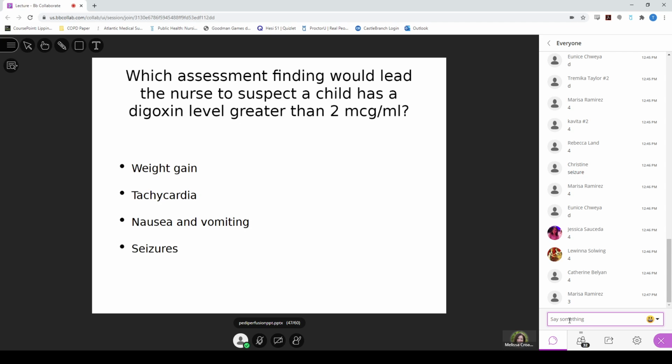Okay, so which assessment finding would the nurse suspect with a child who has a digoxin level greater than 2 micrograms per milliliter?